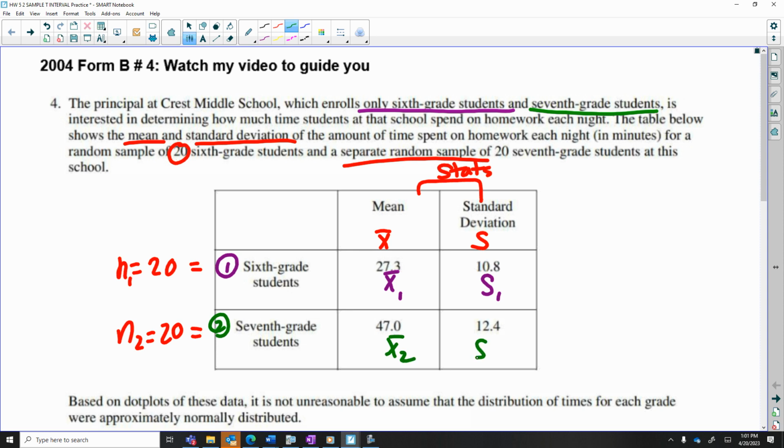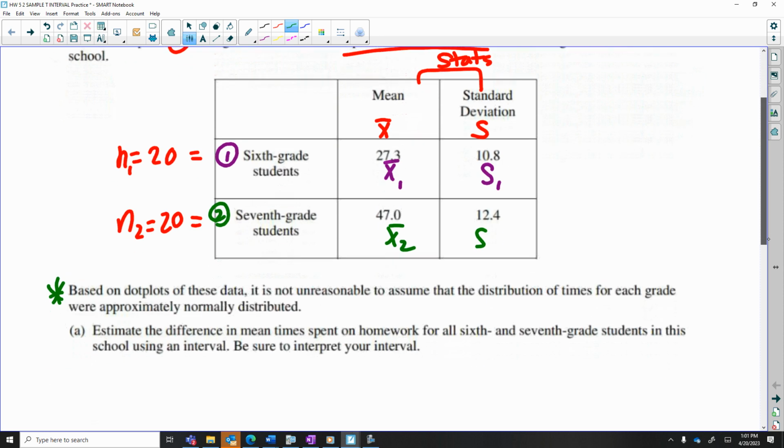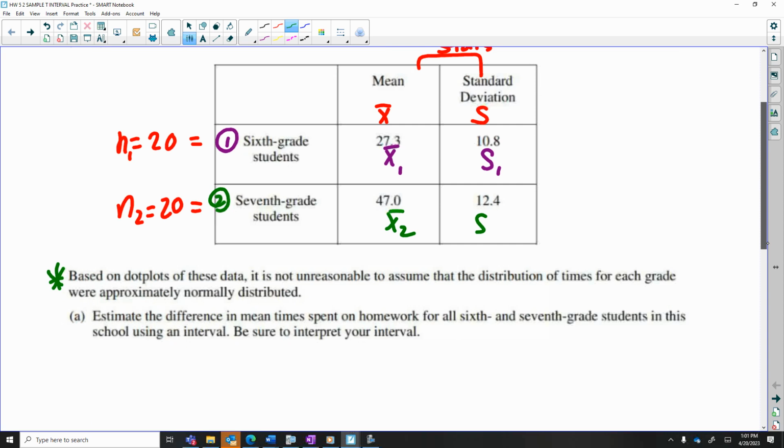It says, based on the dot plots of the data, it is not unreasonable to assume the distribution is approximately normal. So they're actually addressing one of the assumptions we have to check, which is if the sample size is not large enough to use the central limit theorem, which 20 is not greater than 30, then we have to plot the data and look for approximate normality with no outliers or extreme skewness. So they're addressing it there in that little sentence down below.